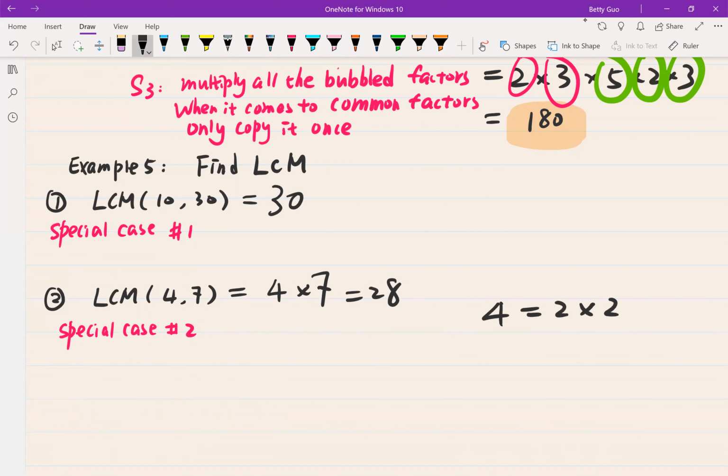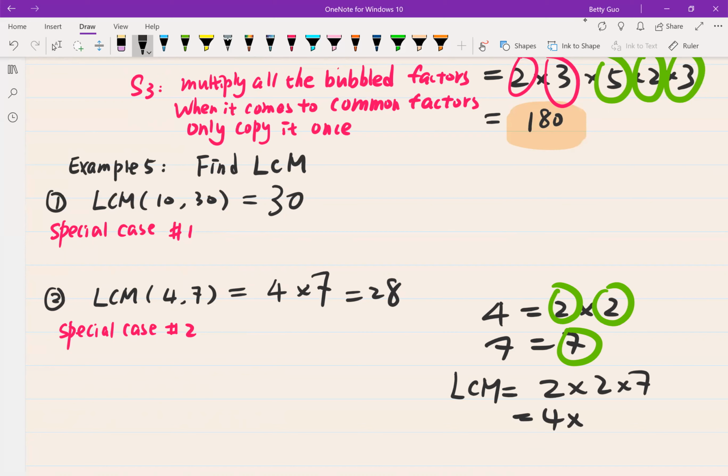4 equals 2 times 2. 7 is 7, right? Since they have no common prime factor, we don't have anything to bubble with the color red. We have this green, this green, this green. So by the procedure, the least common multiple would be the product of all the factors. And that is 4 times 7, which is 28. Or you could just remember, if two numbers are mutually prime, GCF is 1, LCM is their product.